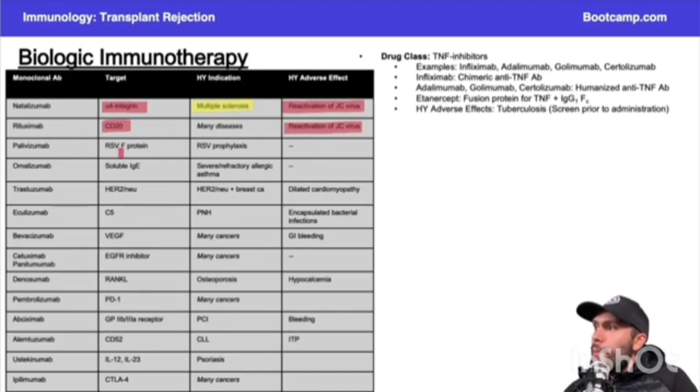All right, palivizumab is going to be very classic for the target of the RSV-F protein, and so we're going to see this a lot given in infants particularly as RSV prophylaxis. We're using it to prevent RSV. You might be saying, well, how is that?